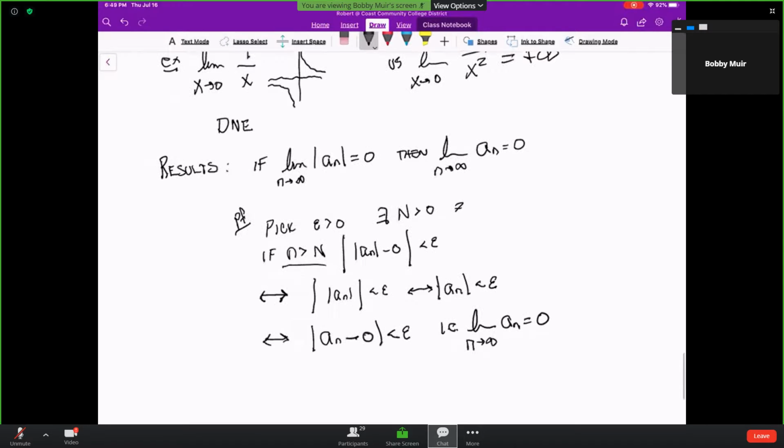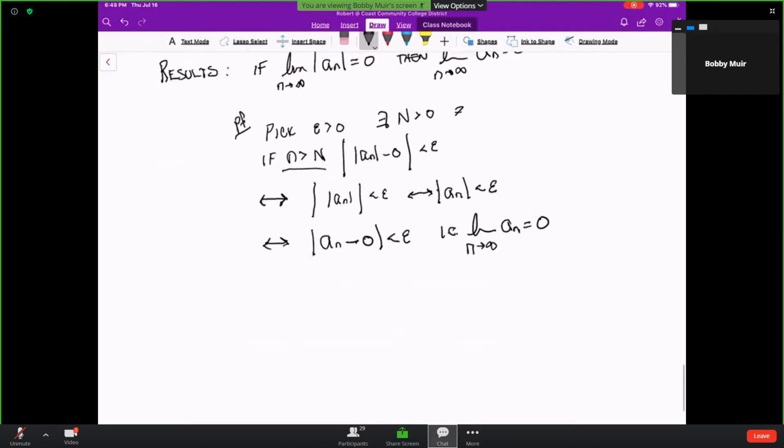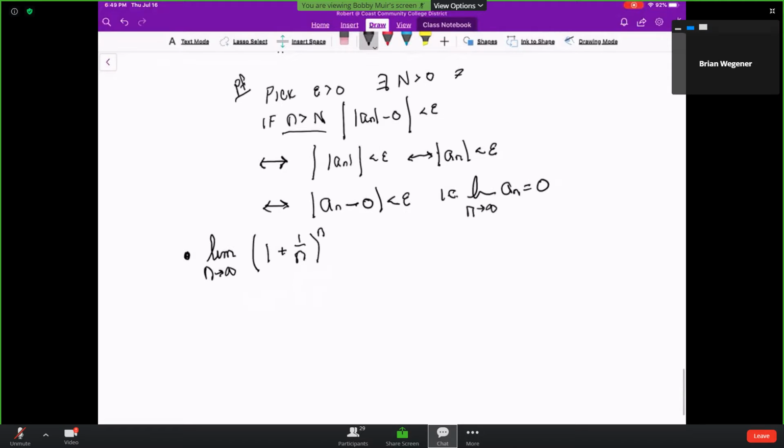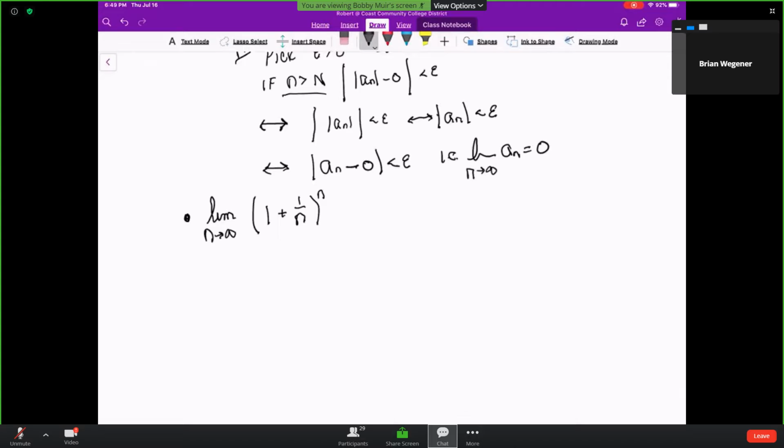Okay, there are some other results that you might remember. This is one that we're going to need. The limit as n tends to infinity of (1 plus 1 over n) raised to the n. Does anybody know what that is? Zero? Luke's saying it's 1. He says it's 1. Okay, let's investigate.